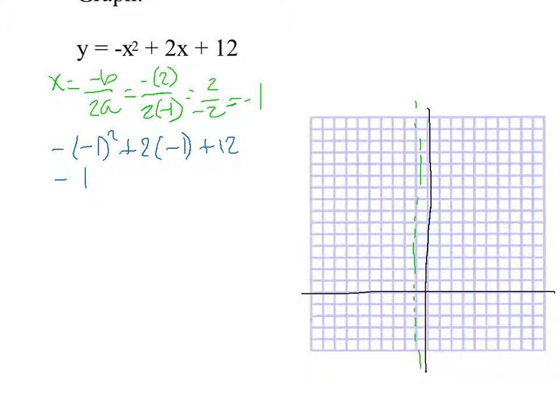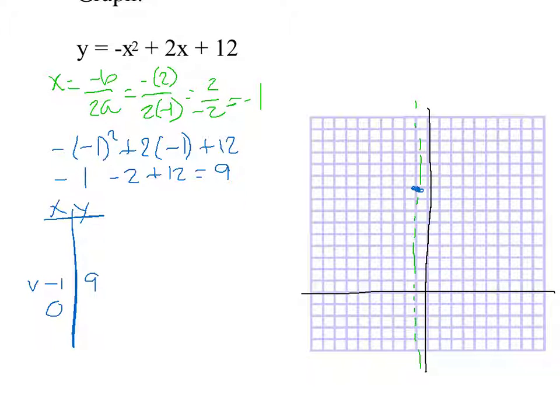Negative 1 squared is a positive 1. And then minus 2 plus 12. So let's see here. That gives me 9. So on my table, I have negative 1 as my vertex, gives me a positive 9. So if I count this out, 1, 2, 3, 4, 5, 6, 7, 8, 9. There is my vertex.